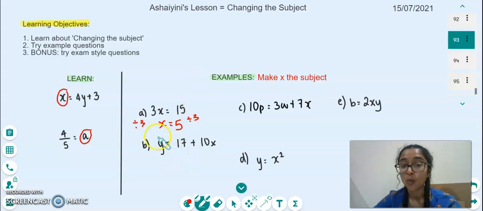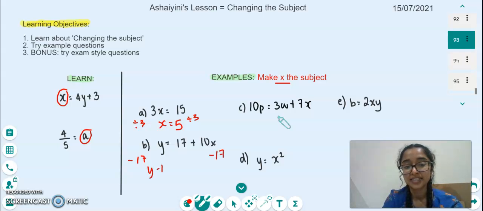Now let's try question B. In this question, y is the subject, but the examiner has clearly told us to make x the subject. So let's do this. What we first need to do is we need to get rid of the 17 to get the x by itself. Okay, so let's first do step by step. To get rid of the 17, on this side it's being added. So the opposite of adding is taking away. So we need to do take away 17 on both sides. So that will give us y minus 17 equals 10x.